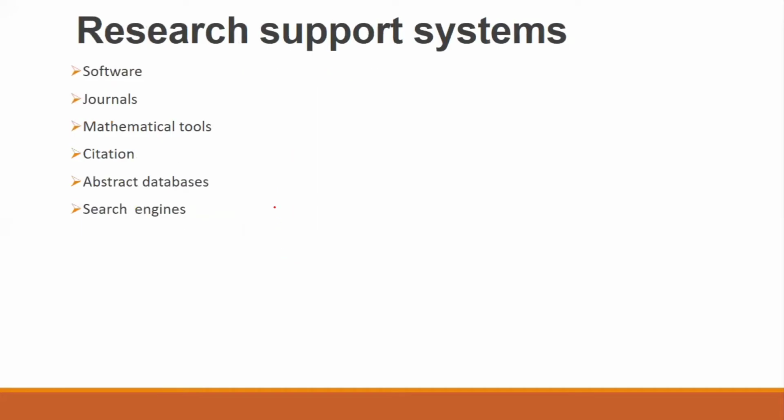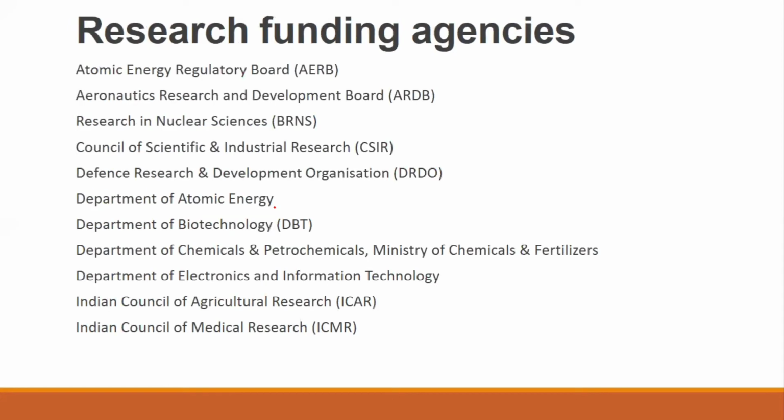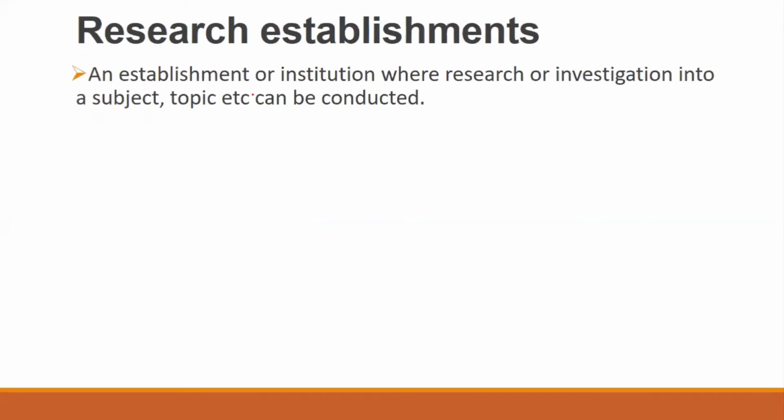Then research support systems. So the research support system include the various softwares, journals, mathematical tools, citation, and different search engines. Then these are some research funding agencies, common ones. Then coming to the research establishments. So research establishment means an establishment or an institution where research or investigation into a subject or a topic can be conducted.